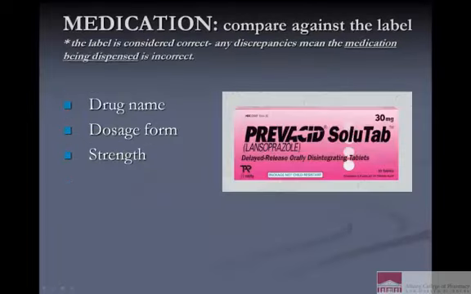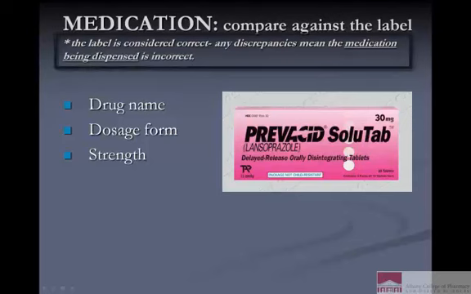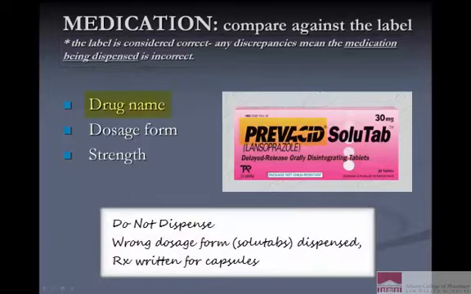Finally, look at the medication dispensed. If you have not found a problem, the label is considered correct, and any problems mean that the medication being dispensed is incorrect. Check the drug name, the dosage form, and the strength.